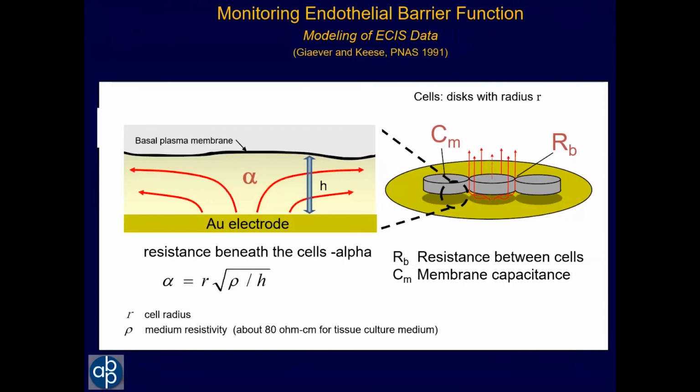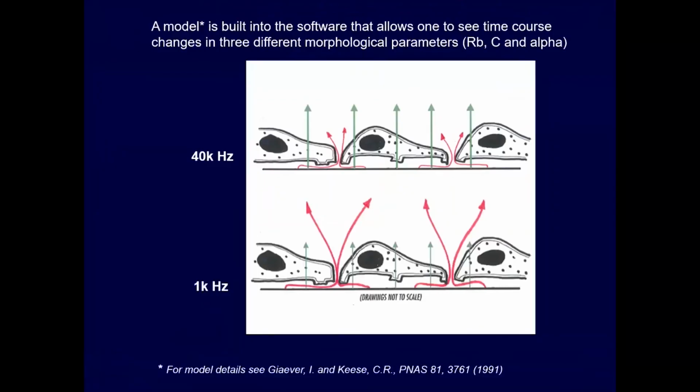Now, this is complicated because it's mathematical modeling. But again, what we're doing here is by taking data at different AC frequencies, we're reporting the problem of current going between the cells, the membrane capacitance of the cells, and the problem of current moving in that cleft between the electrode and the basal membrane to get to the paracellular space.